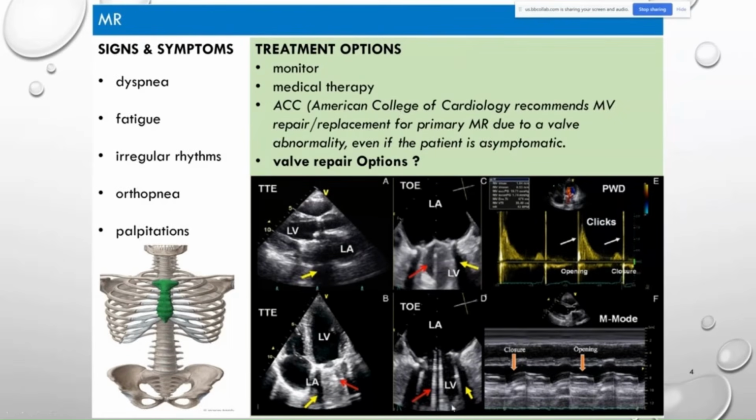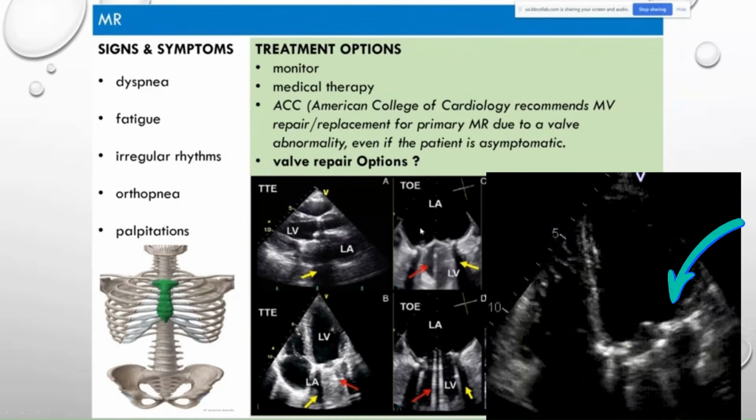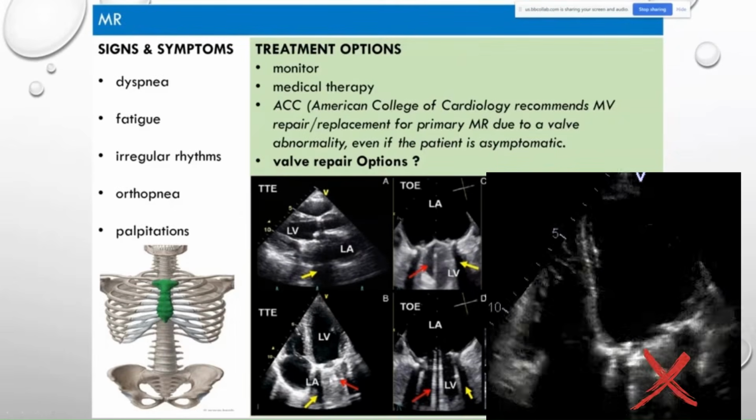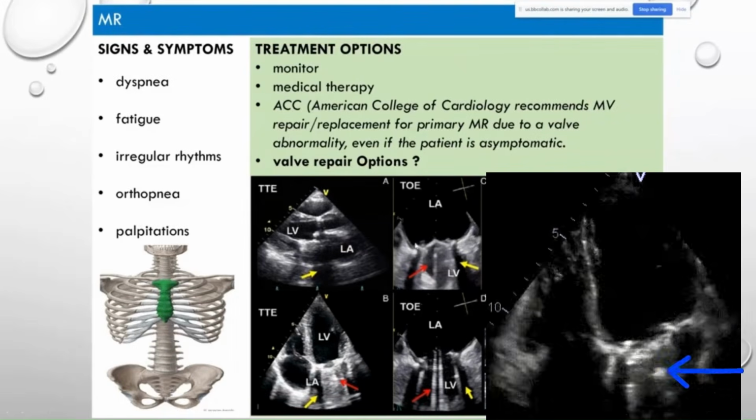So in this picture right here, you guys, this is a mitral valve replacement. This is what a mechanical valve will look like. So you're not going to see the left atrium very well because the valve replacement is going to be extremely bright or echogenic. So it's going to wash that out.